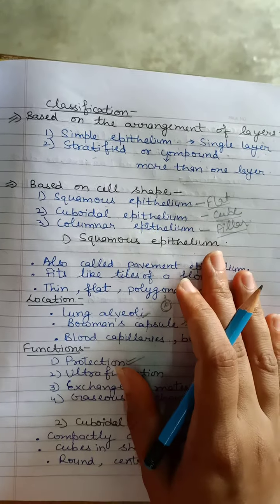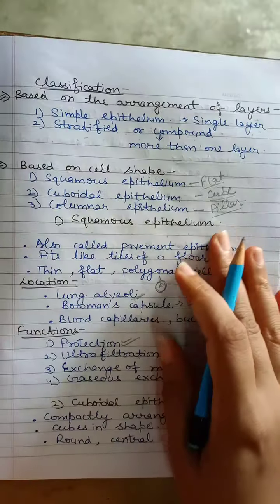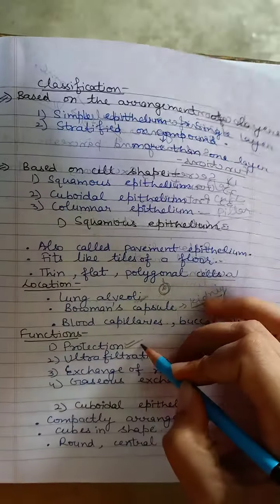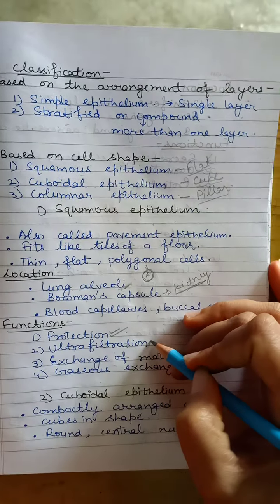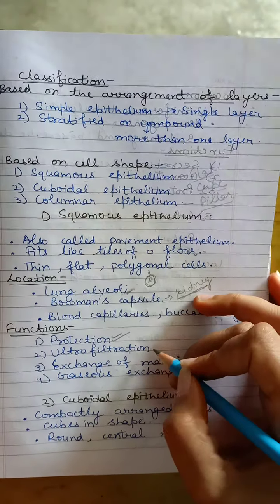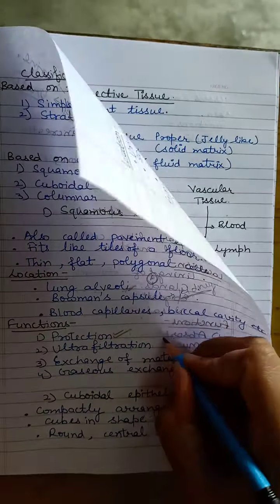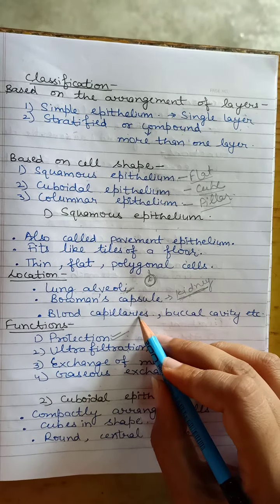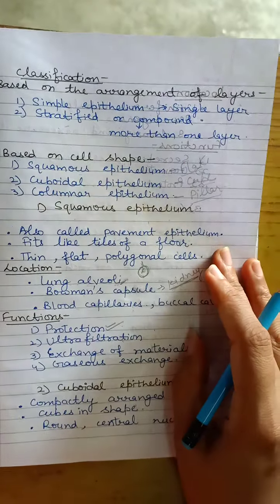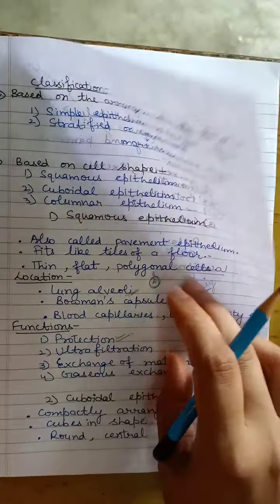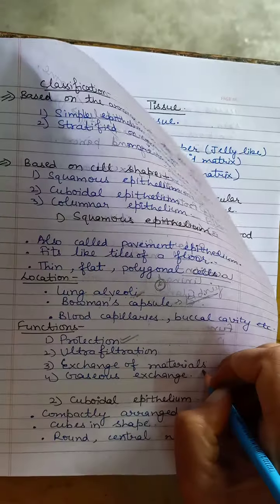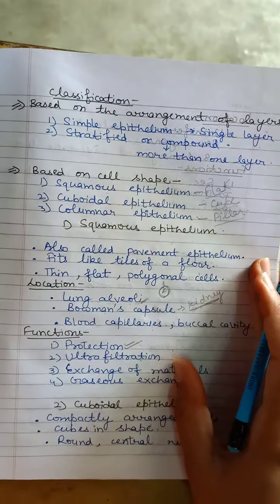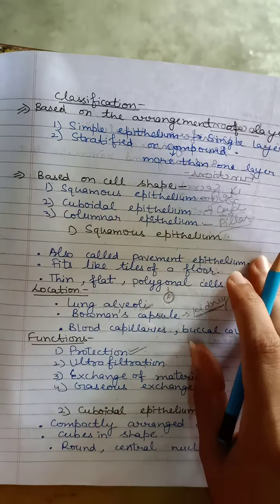Now what are the functions of squamous epithelium? The first function is protection, because it makes the outer covering, so it helps in the protection. Second is ultrafiltration. In case of the kidneys, it helps in the ultrafiltration of the blood. Next, it helps in the exchange of materials. In case of the blood capillaries, materials are exchanged, meaning oxygen and carbon dioxide as well as digested and undigested food. Next is the gaseous exchange. In case of the lung alveoli, the gaseous exchange takes place.